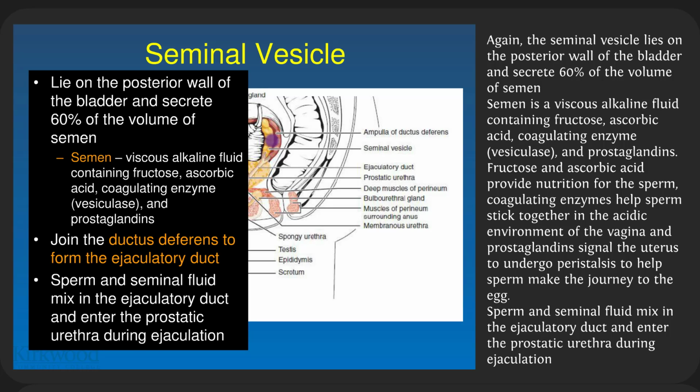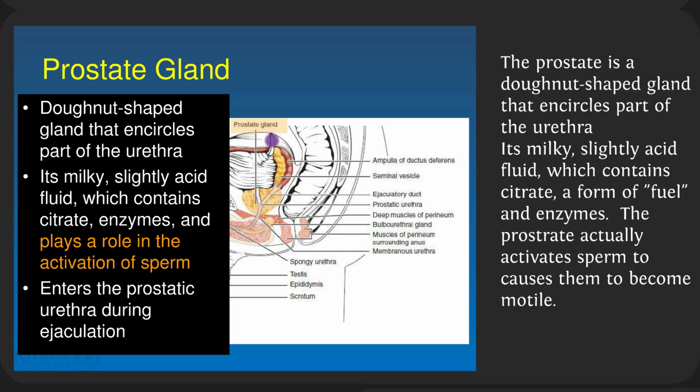Sperm and seminal fluid mix in the ejaculatory duct and enter the prostatic urethra during ejaculation. Prostate, here in yellow, is a donut-shaped gland that encircles part of the urethra. So the urethra is the tube going through here. Ejaculatory duct would be here, coming from the ampulla and the seminal vesicle. The prostate produces a milky, slightly acidic fluid which contains citrate, a form of fuel, and then also enzymes. The prostate actually activates sperm to cause them to become motile, to become swimmers.